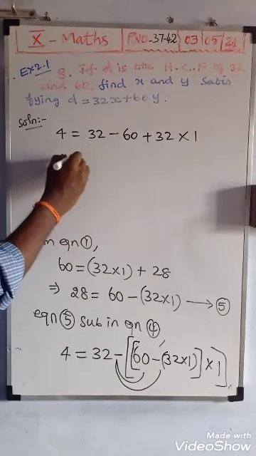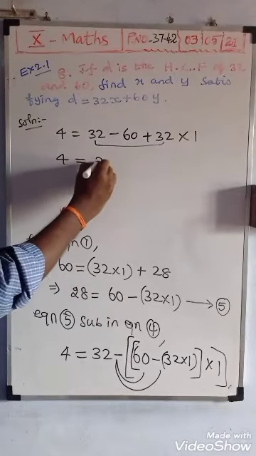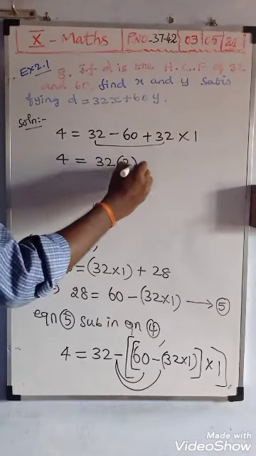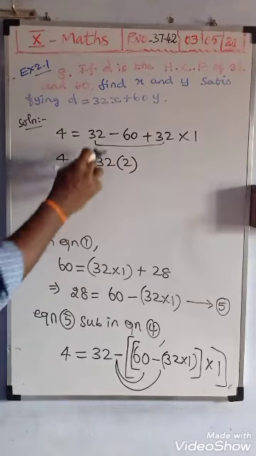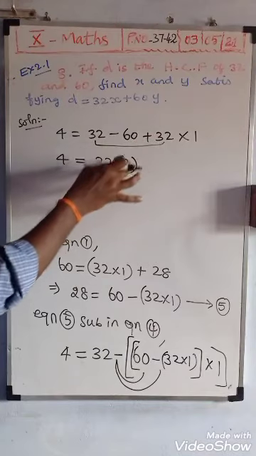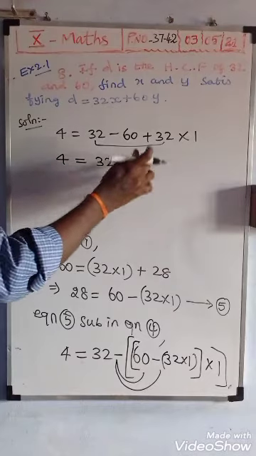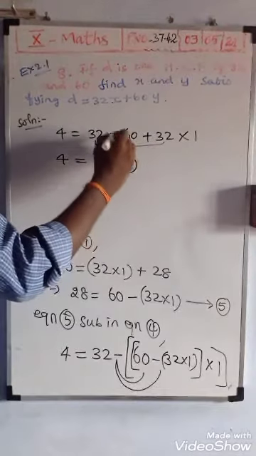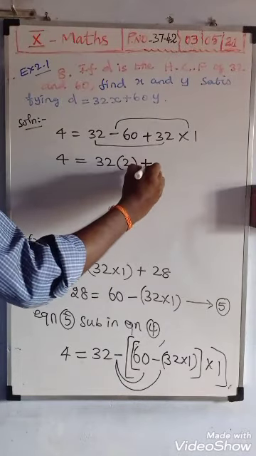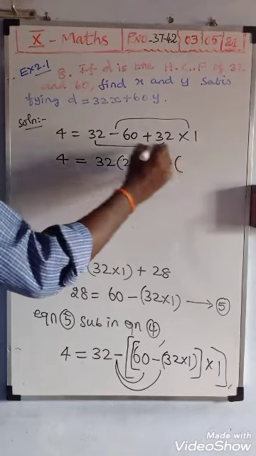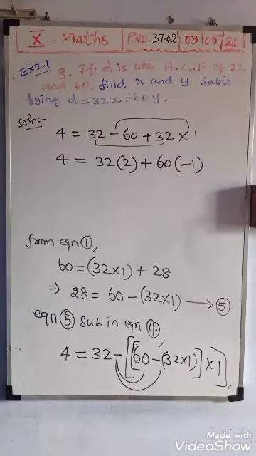Now 4 is equal to 32, how many times are there? 2 times. Yes, so we can write it as 32 of 2. Okay, 32 2 times, so 32 into 2 is 64, or else adding also gives 64. So you want to write in this format: 32 into 2. Okay, this minus 60 into 1 we can change it as minus 60 of, into half of this, minus 1, plus 1 change into minus 1.